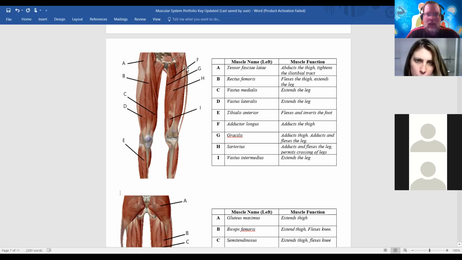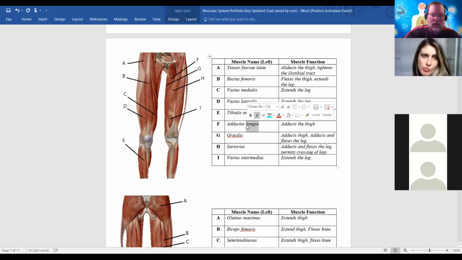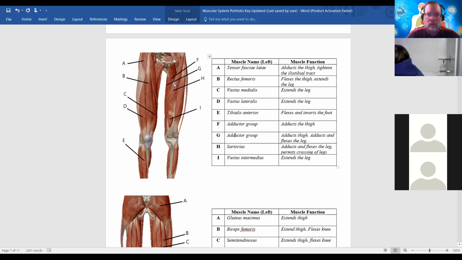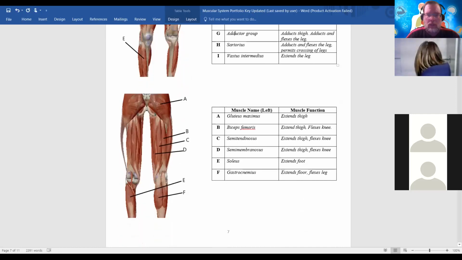Then we come up here, and F and G, I'm okay if you just call them an adductor group. You don't necessarily need to know. Again, unless you're going to work in orthopedics or PTA, you probably aren't going to need to know the specific names of the adductor group, but if you put them in, that's fine. And then H is the sartorius. That's the tailor muscle, the longest muscle of the body.